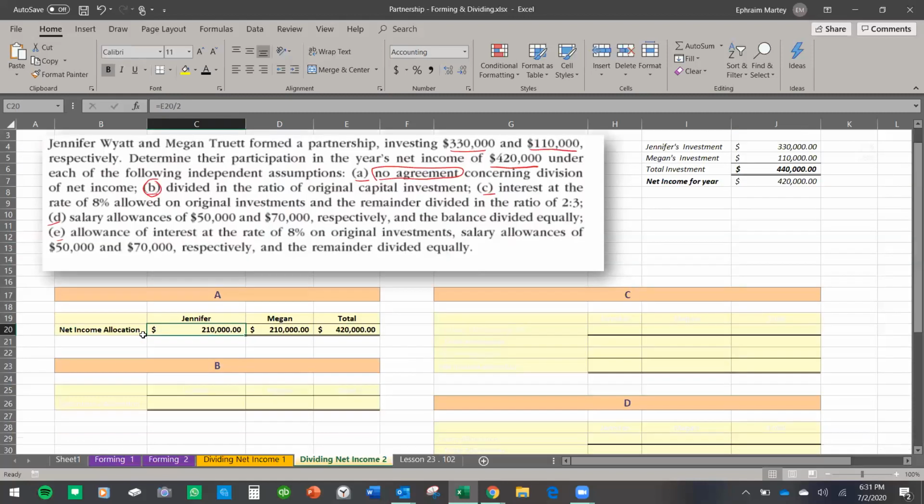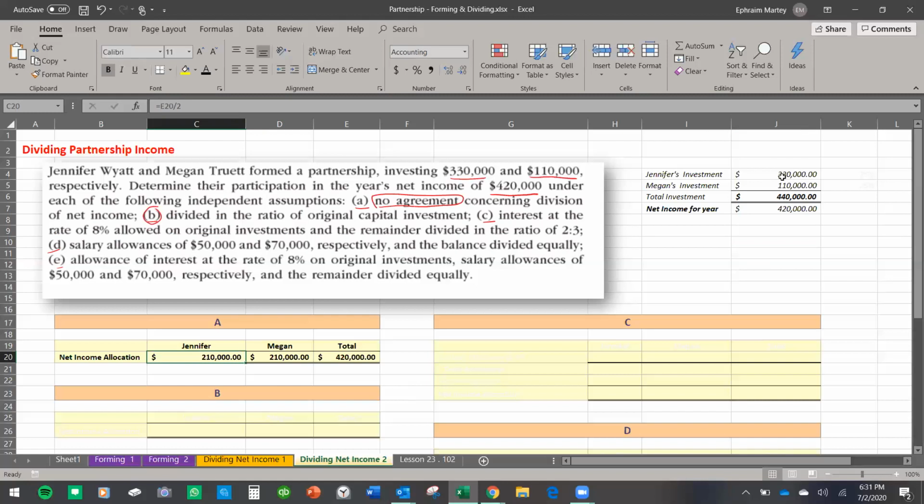So, ratio of original capital. We know Jennifer's capital is this, and Megan's capital is this. So what is the percentage out of the total for Jennifer and for Megan? From what we look at, Jennifer's investment out of the total is 75%. So Jennifer has contributed 75% of the total investment, and that is Jennifer's capital divided by the total investment. So 75% and Megan 25%.